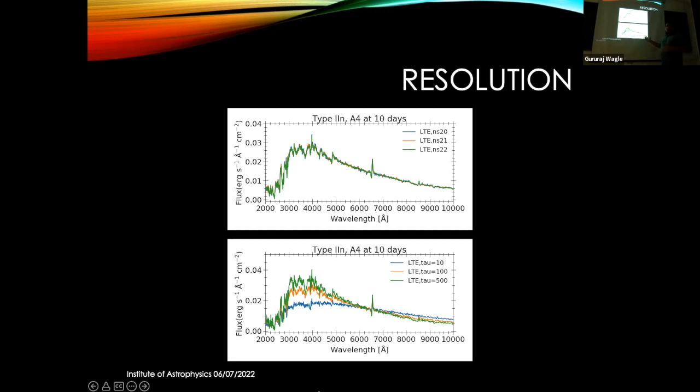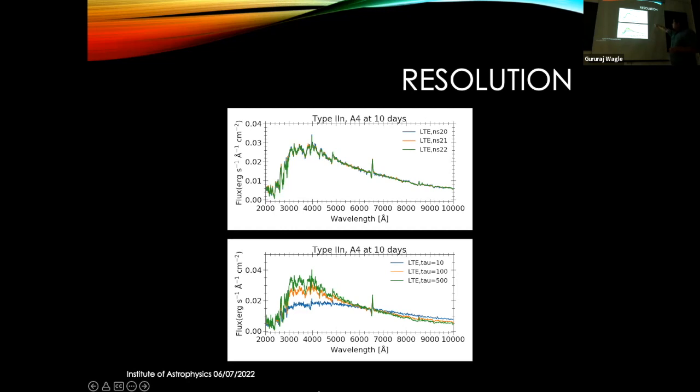So why is this important? It is because, as we know, these computational simulations are very intense, and on a typical desktop, a type 2n spectrum post-processing takes about half an hour to 1 hour for tau equal to 100. So if you have more and more ejecta included, it's going to take longer and longer. So it's important to know how much ejecta we need to include so that we can do the computations faster.